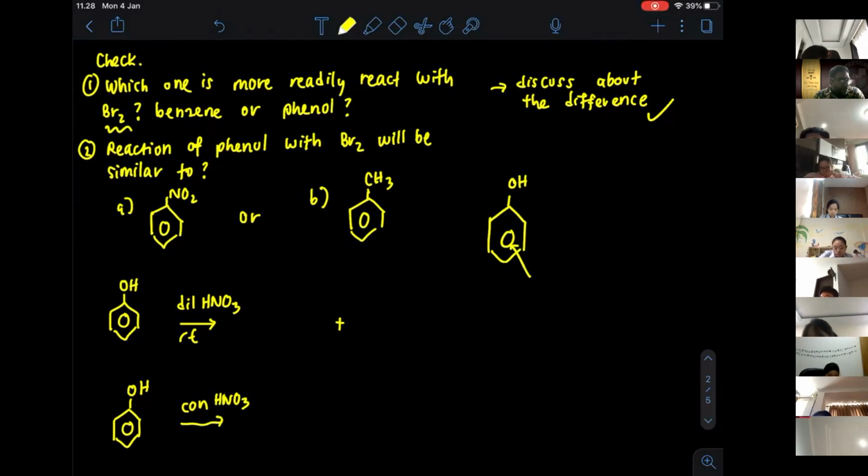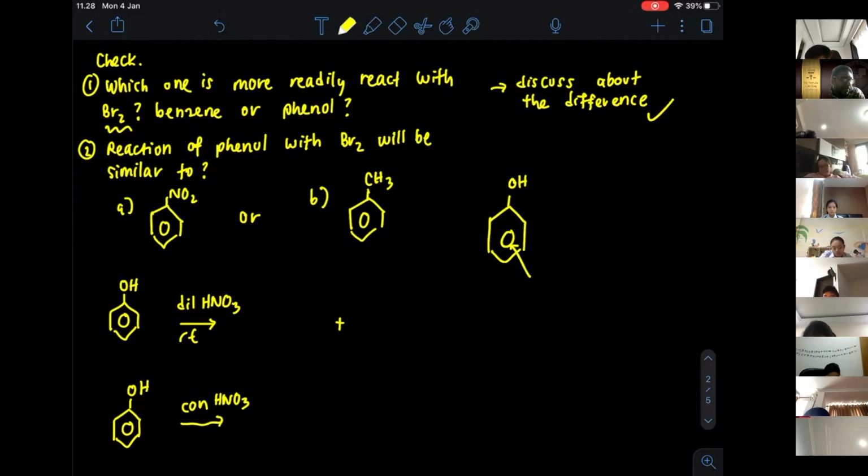For example, this one just reacts. And do remember, for phenol, you do not need any kind of heating. It just happens at room temperature and then simply reacts. So that is actually very important for phenol. You do not need to have any halogen carriers for this.